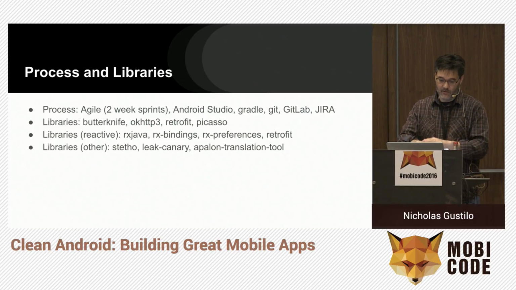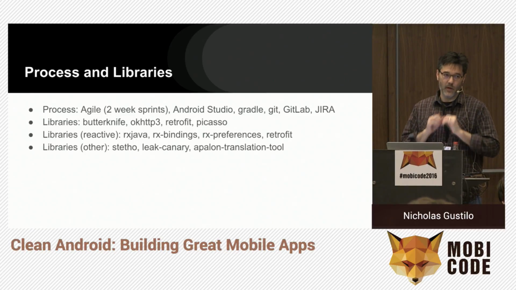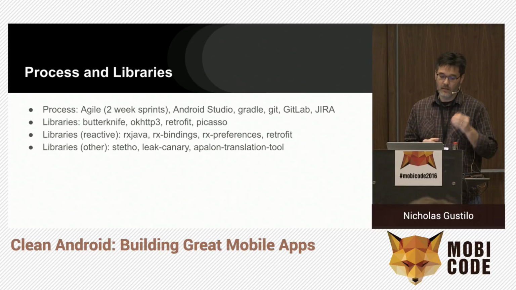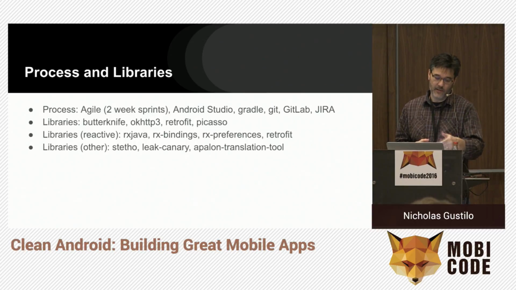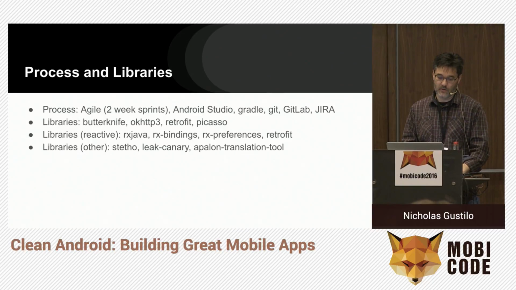Reactive, I'm going to get into that. These are kind of our reactive things that we use, all the libraries. I will give a shout out to RX Preferences, really nice library. More or less has replaced all standard shared preferences for us. We always use RX Preferences now. And then there's some other ones, Stetho, Leak Canary, great kind of QA tools. And then we have our translation tool.